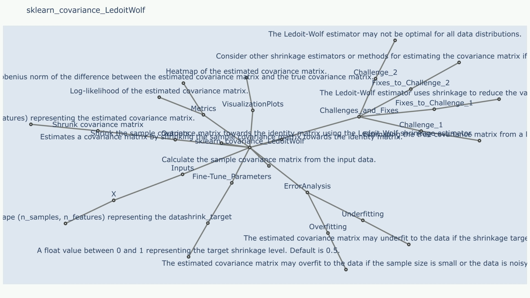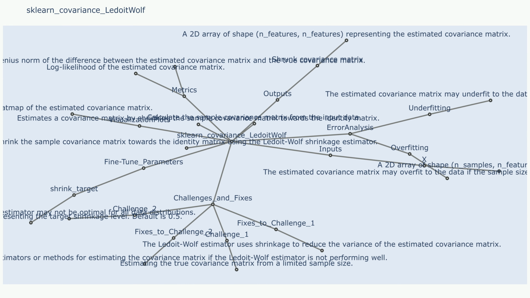The Ledoit-Wolf shrinkage estimator is a method for estimating the covariance matrix of a dataset, particularly when dealing with small sample sizes or high dimensionality. It aims to address the issue of sample covariance matrices being unstable and potentially misleading, especially when the number of features exceeds the number of samples.